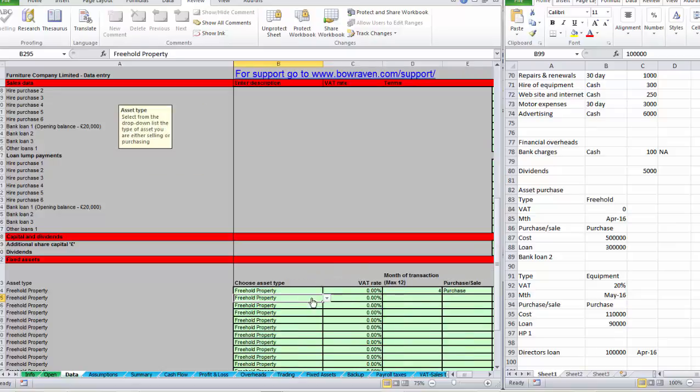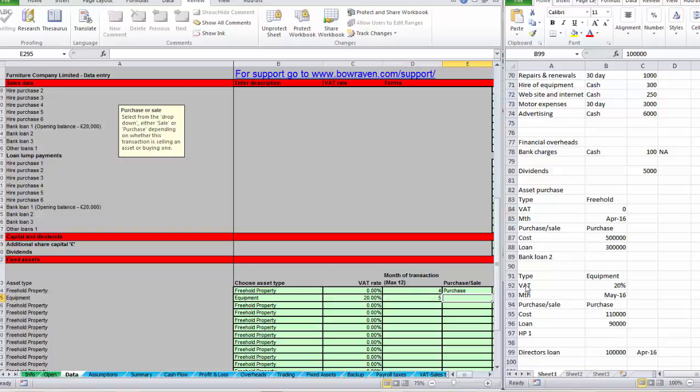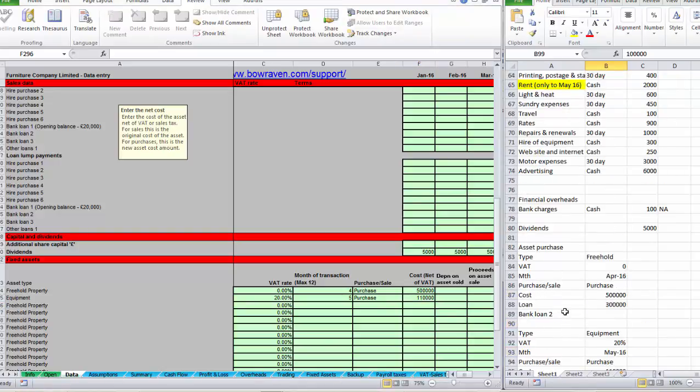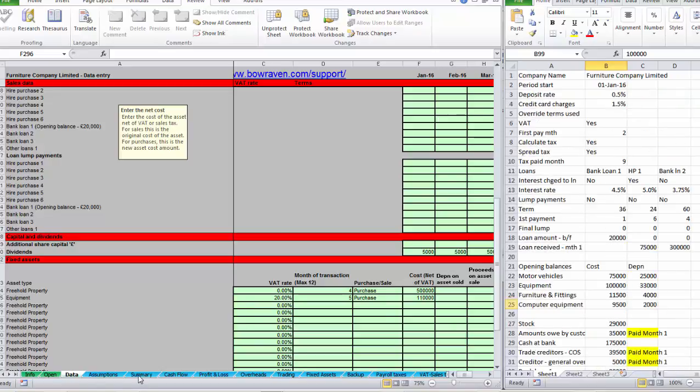And then my other purchase, I'll just select the drop down, is equipment. In this case, it's a 20% VAT. I'm looking at this one here now. Purchase in May or month 5. And again, select the drop down. Within here, you've got the ability to put in assets that you sell as well. But I'm not going to go into that in this case. That's £110,000. And I'm pretty sure that is everything entered.